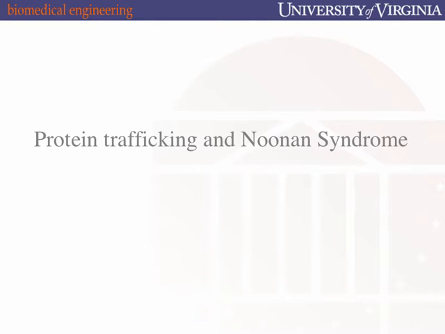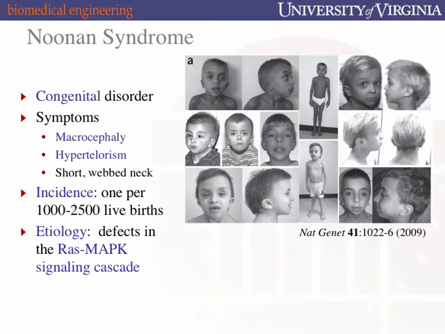And we'll be introducing that in the context of another syndrome called Noonan Syndrome, which is a congenital disorder, congenital meaning that a person is born with it. I have a couple of images of Noonan Syndrome patients on the right-hand side.